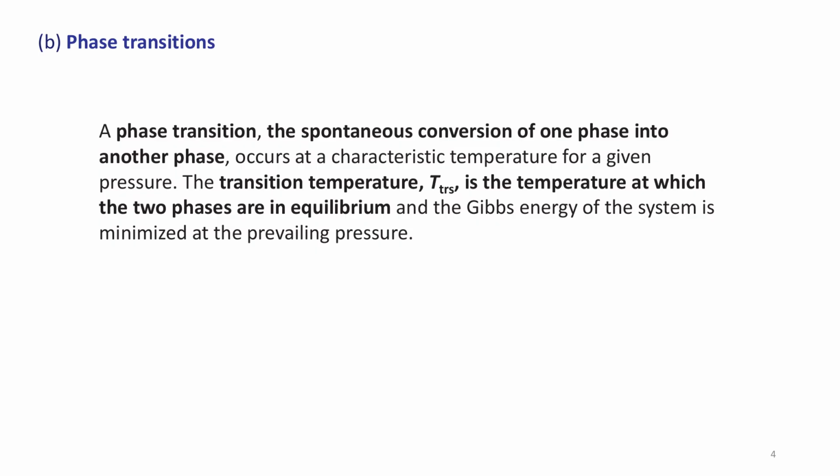Notice that spontaneous does not necessarily mean fast. Diamond is not the stable form of carbon under ordinary conditions, yet its conversion to graphite is immensely slow because of a kinetic barrier. Thermodynamics tells us the preferred direction and equilibrium state. Kinetics tells us how rapidly that state is approached.